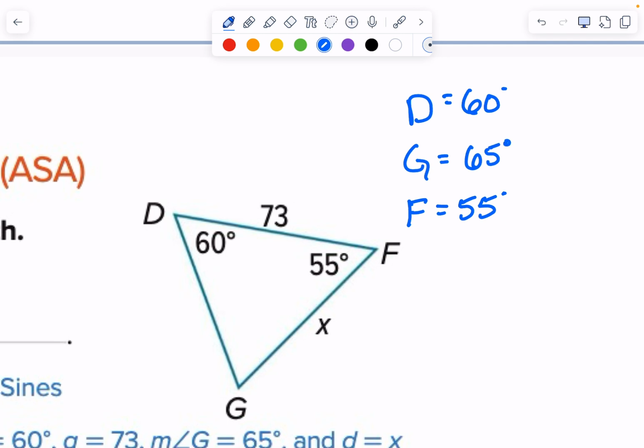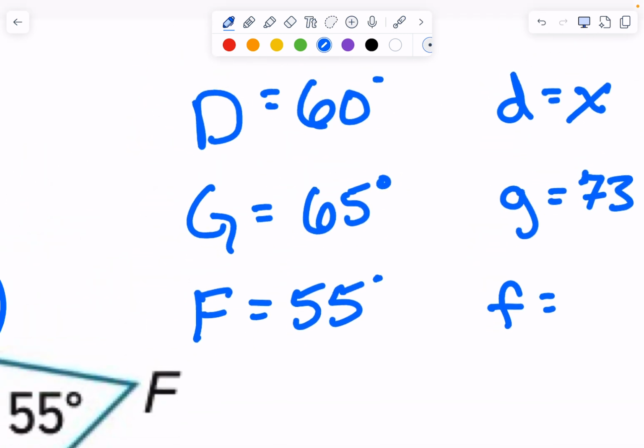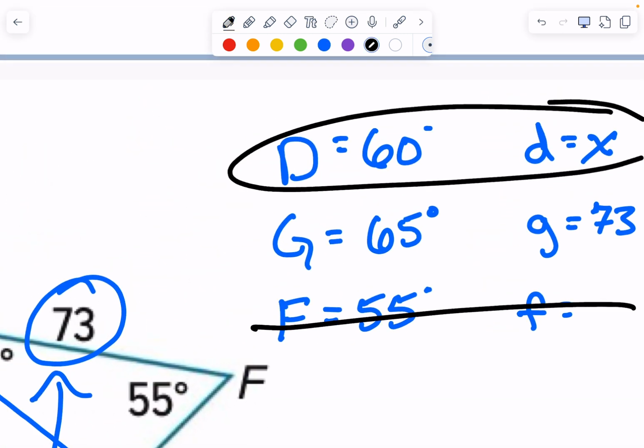Awesome. Then we have a lowercase d, a lowercase g, a lowercase f. Those are the sides, right? Which one is 73? Little g. Little g is 73. Which one is x? Little d. It's across from angle D, so X goes here, all right? We don't know what F is, but here's what I need. I'm not going to use the F, right? I'm going to use this one and this one.